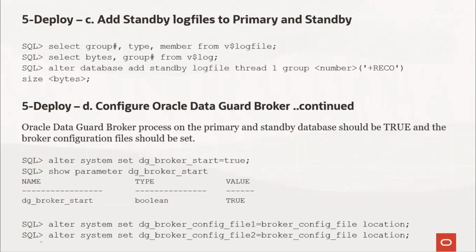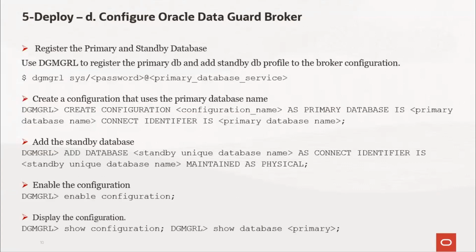Next, you have to add standby log files to the primary as well as to the standby databases. As per MAA best practices, standby redo logs are recommended to be identical in size to the online redo logs and to have at least one more standby log file. Configure the Data Guard broker parameters on the standby database as shown in this slide. The DG broker parameter should be true.